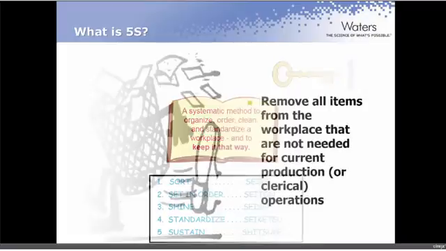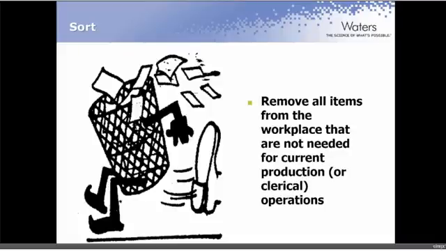So if we think about sort, basically sort is going into your work environment. And again, this works in any environment. It could be your office, your cubicle, the lab, your instrument area, or where you're doing your work every day. What you're looking at is removing items from that workplace that are not needed, either for the current production or just not needed. Many times we get caught up in, I'm just going to keep this because it's just in case. We'll go into a little more detail about that further on.